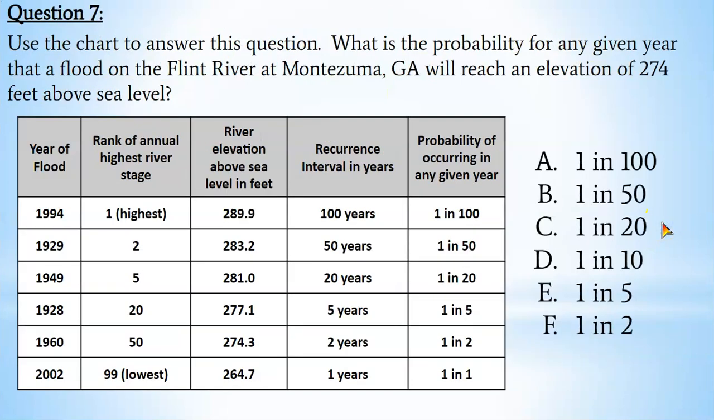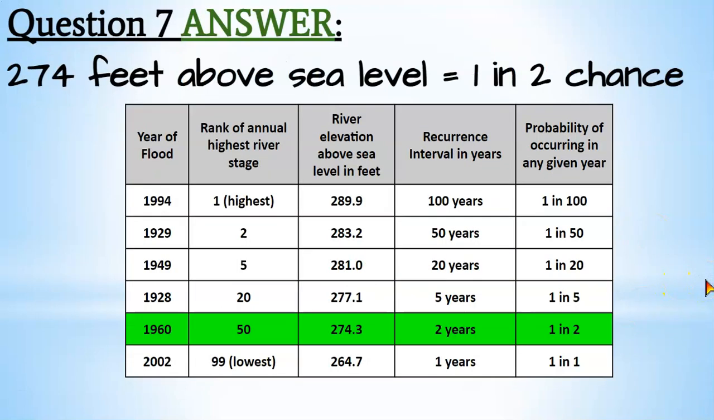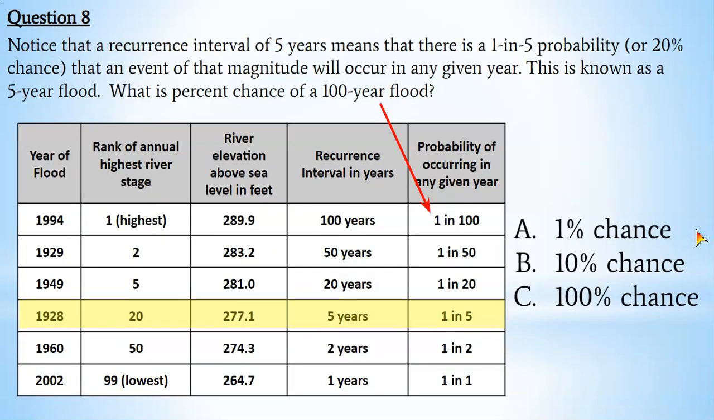So let's look at this chart and try to answer these questions. What's the probability of this river reaching 274 feet above sea level? Okay, what you should have said there was a 1 in 2 chance, right? So 274 is here. You just have to look. Happens every 2 years. So in any year it's a 1 in 2 chance, or a 50-50 chance, of flooding to that level. Right?